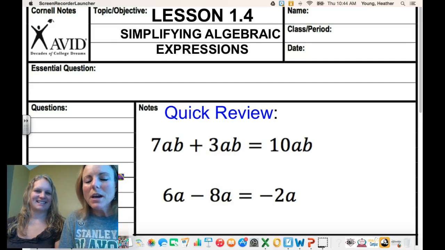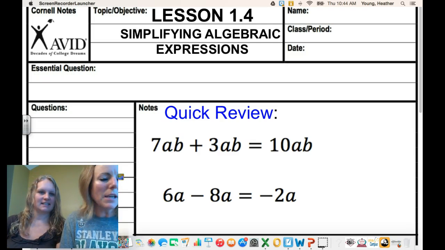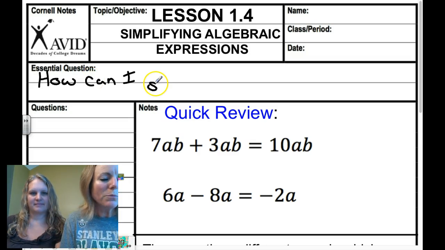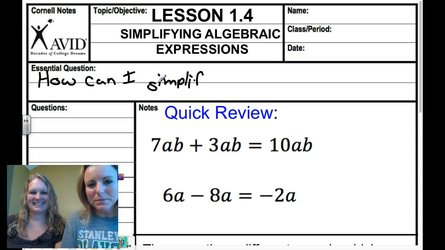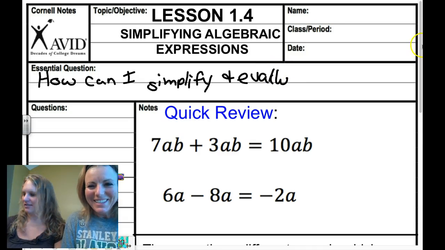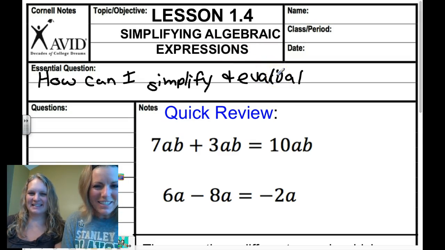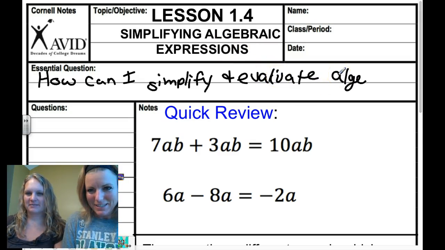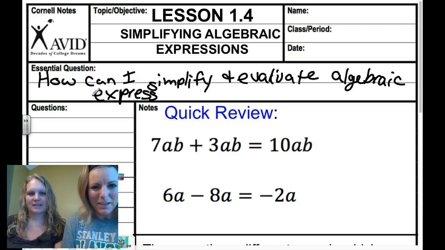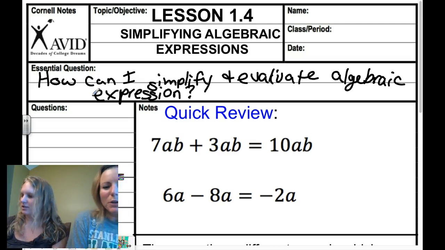Hello, we are back. We're going to talk about lesson 1.4, simplifying algebraic expressions. The essential question for the day is, how can I simplify and evaluate algebraic expressions? And evaluate. Oh boy, Miss Young, this is going to be a fun one. I can already tell. Evaluate algebraic expressions. Excellent job. Okay. So now Miss Boyd's going to talk about just a quick review.